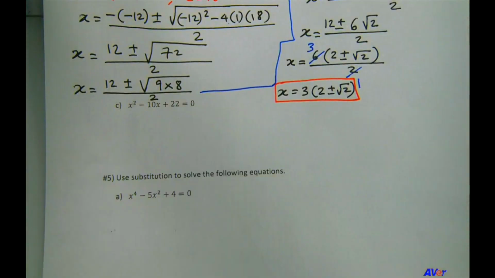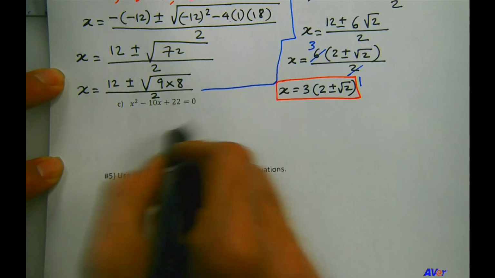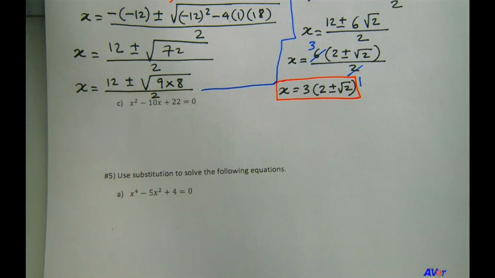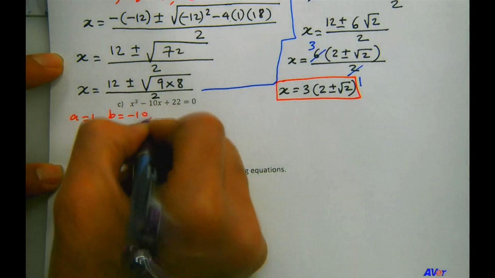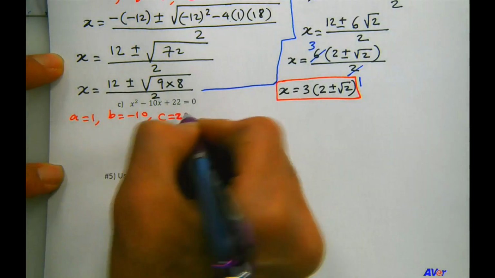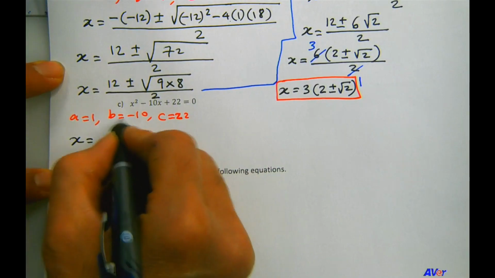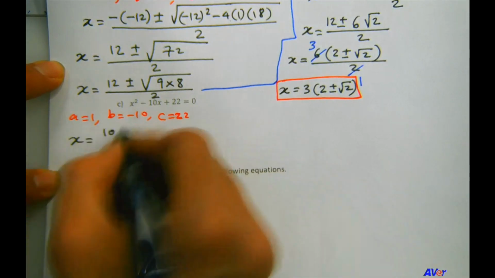Okay, it barely fit. All right, so this one, I don't have much room for that, but let's see how much of the solution I can fit in there. If I can't fit the whole solution, I'll just summarize it. I'll put the final answer here. So here, A is 1, B is negative 10, C is equal to 22. So x equals minus b. So let me summarize the solution a little bit. Maybe I can fit it that way.